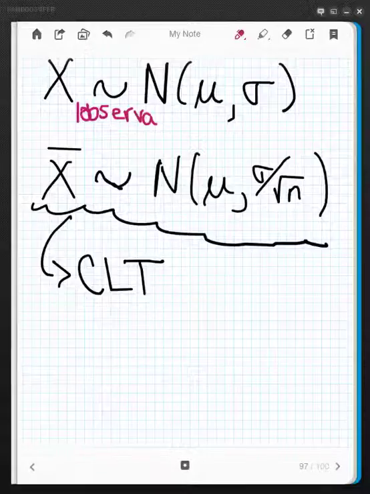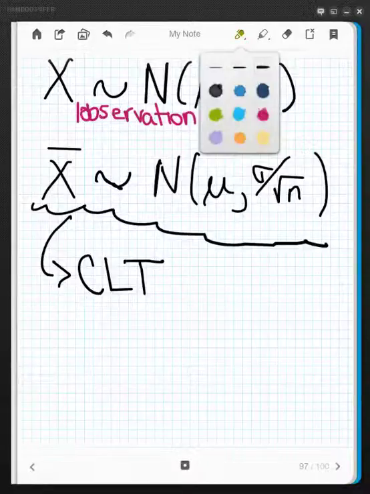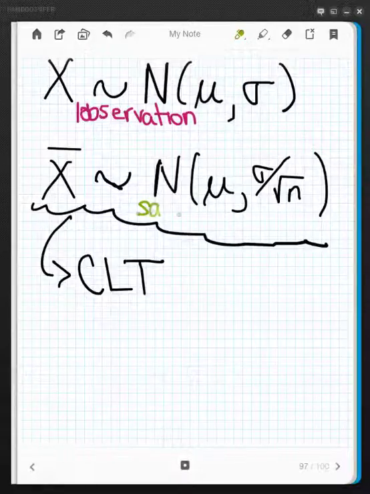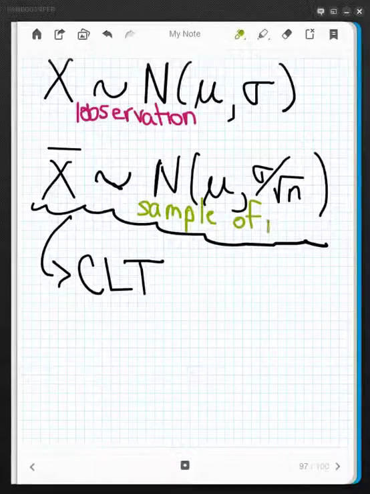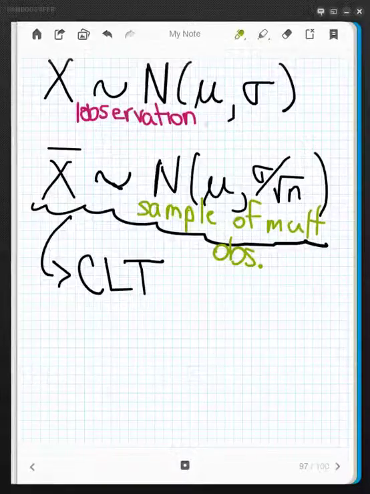Versus when we use the central limit theorem, we have multiple observations. So the central limit theorem is a sample of multiple observations. And you see that if I just consider my sample size being 1, this is the square root of 1, which is sigma, and that's it. That's what we have. So we would have to see that there's some sample size difference, and that is going to lead us to talking about x bars.